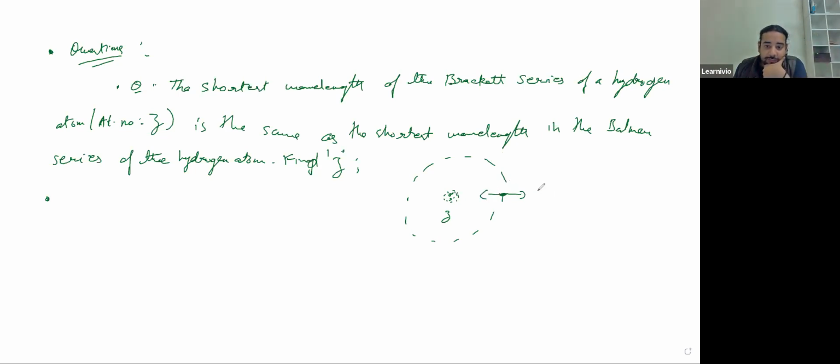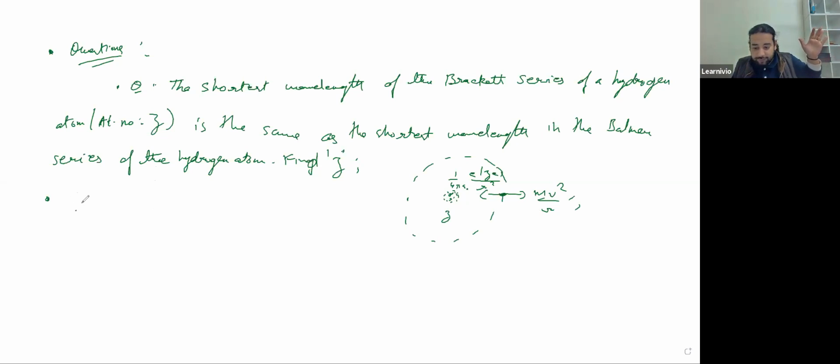What's the centripetal force acting on this electron? It's mv squared by r. And what's the electromagnetic force acting on it? That's K, which is 1 by 4 pi epsilon naught, times Q1 Q2. The charge of the electron is e, and the charge of the nucleus is Z times e, because there are Z protons, divided by r squared. So our derivation goes exactly the same way. We just equate these two.